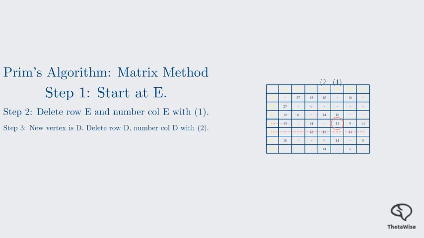Step 2 repeats. Delete the row and number the column of our new vertex, D. So, delete row D and number column D with a 2. Now we look for the smallest undeleted entry in any numbered column, E or D. That's the 9 in row F, column D. We circle it and make F our new vertex. We continue this process. The circled entries will be our MST edges.